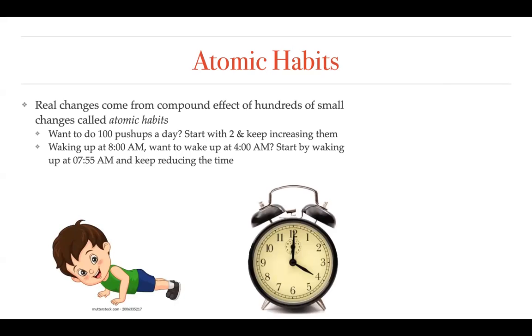And let's say you have a very bad habit of getting up at 8 a.m., and you want to wake up at 4 a.m. Then start by waking up at 7:55 a.m. and keep reducing the time. You make it 7:50, then 7:45, then 7:30, 7, 6, 5, and eventually 4. So it is possible. In that sense, anything is possible.